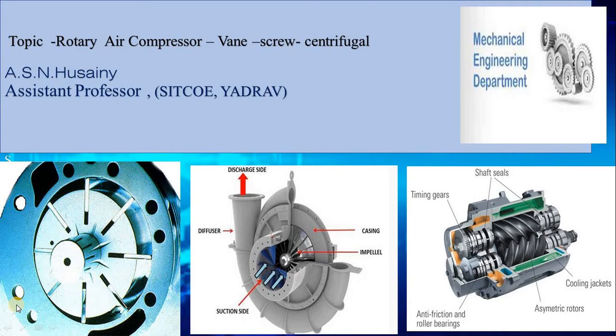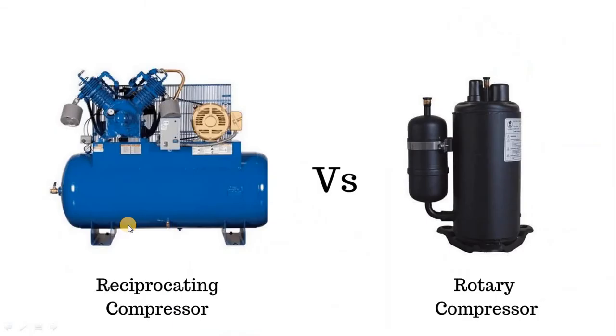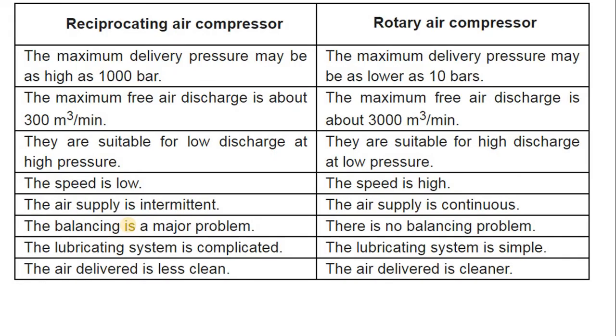There are so many types of compressors which come under rotary compressors, like lobe type compressor, piston type compressor, vane type compressor, and screw type compressors. Those are the most important compressors, mostly used in industrial applications where the discharge is more. So let's start with the difference between the reciprocating and the rotary compressor.